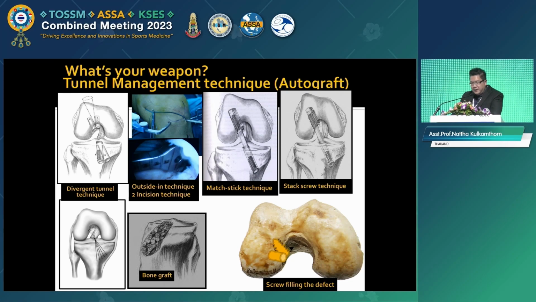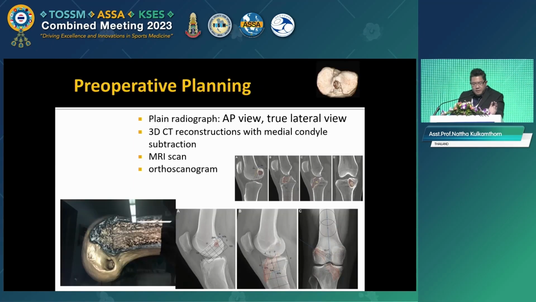I could show one case where I use this technique and change the direction. Next, which no one wants, is a two-stage procedure with the bone graft. Another is a screw filling the defect and making a new divergent tunnel. So you have many options. It depends on the patient.